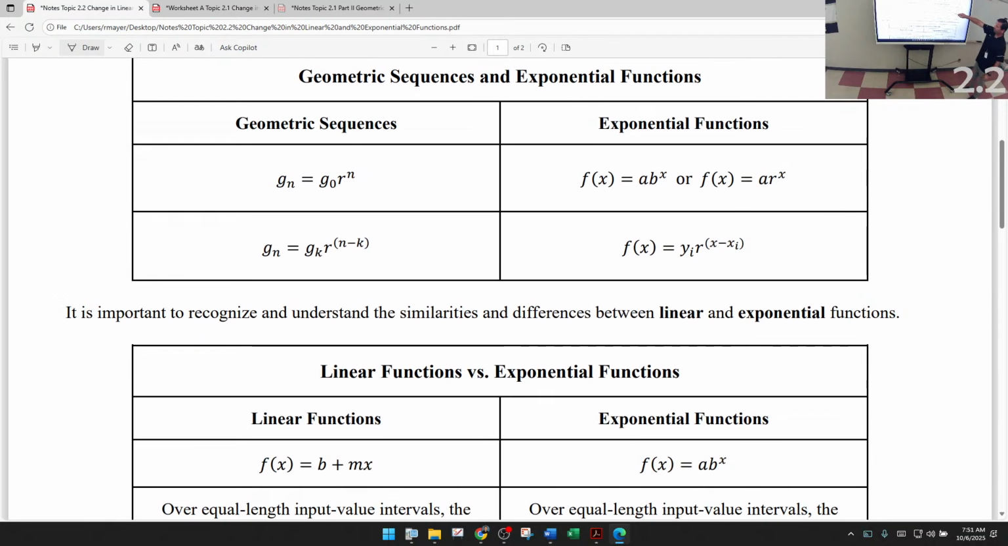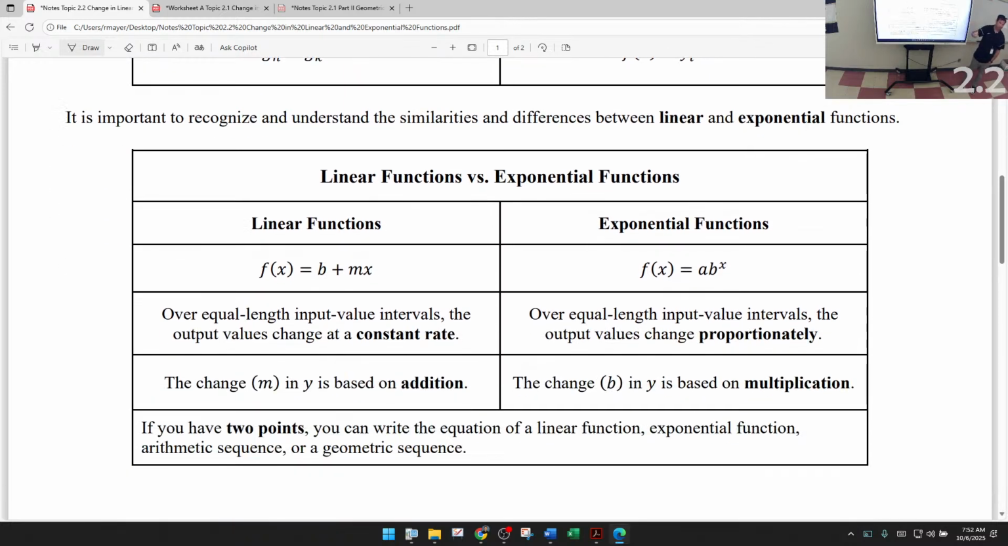Same way with the exponential. g sub 0 r to the n is the same thing as a b to the x, or a r to the x. This is if you have a point but don't have the initial point, the 0 point. y sub i is the same thing as the g sub k. r is a ratio, and then x minus whatever term that is. So this really hasn't told you anything other than make sure you can link the arithmetic to linear and the geometric to exponential.